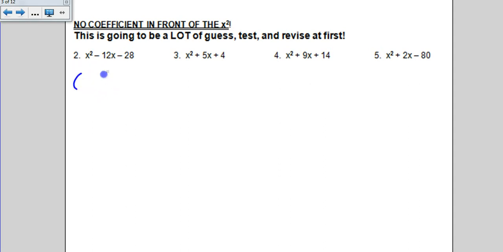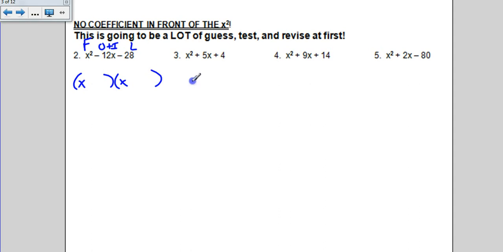So let's put our two parenthesis sets down and remember what this means. This number right here is the first times the first. This last part is the last two numbers multiplied together, and then the middle part of the trinomial is the outer plus the inner. So let's start with the easy part. What times what will give us x squared? Well, we know that's going to be an x and an x. That's the only way to get an x squared.